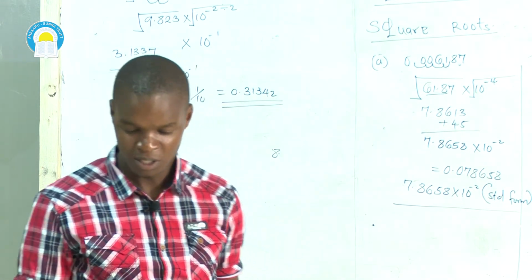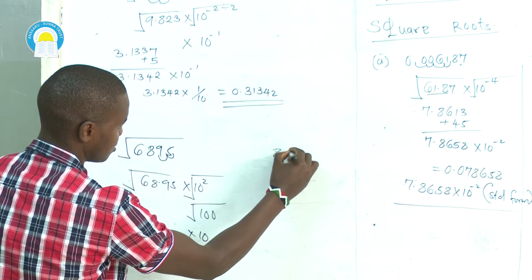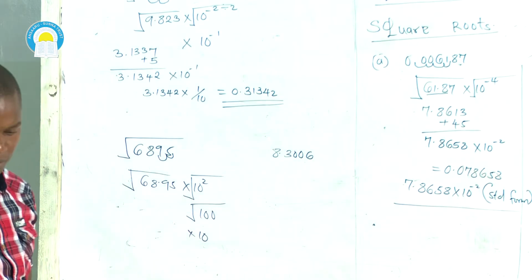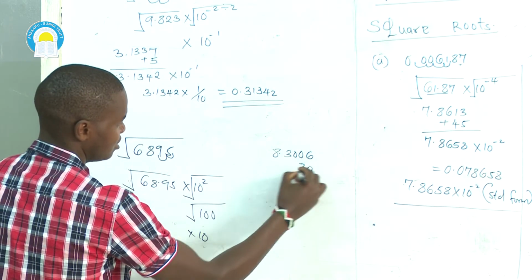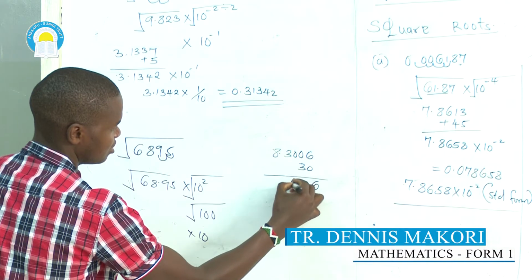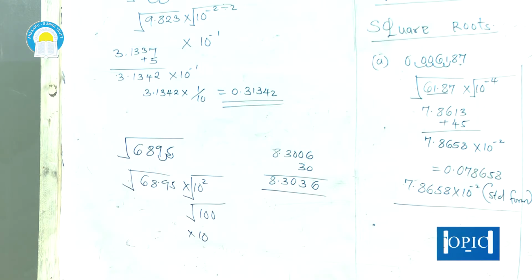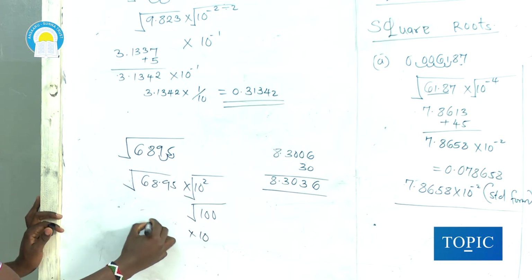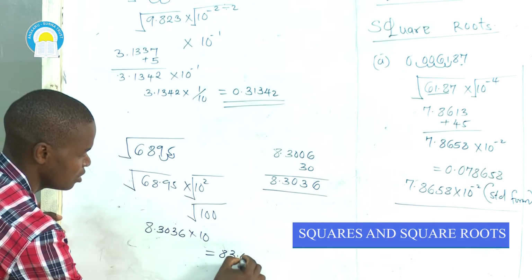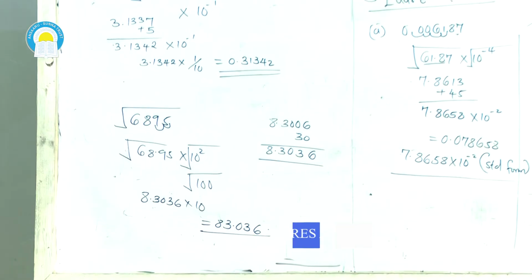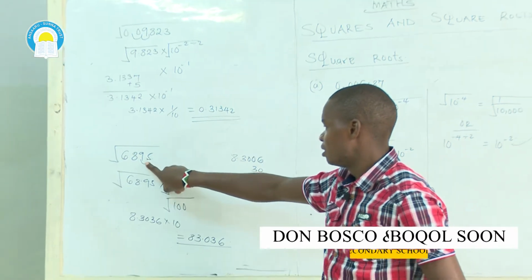So we have 68.9. The answer is 8.3006. Then you add 5. A number which is rhyming with 5 is 30. So you add 30, which is called 6, 3038. So the answer is 8.3036. Multiply this by 10. 8.3036 times 10. The answer is 83.036. And that's how you find the square root of 6,895 using tables.